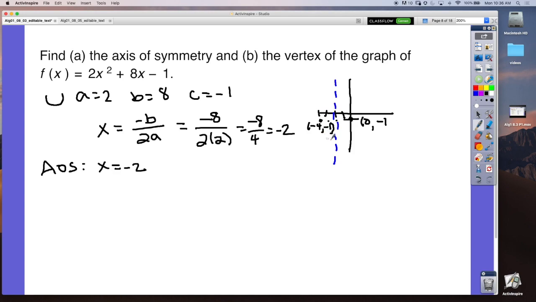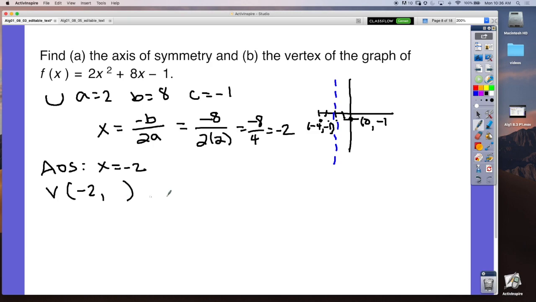Okay, so now I can kind of get an idea of what this is going to look like. The last thing we're going to do is we're going to find the vertex. Here's how you find the vertex. I already have the x-coordinate. So how do I find the y-coordinate?